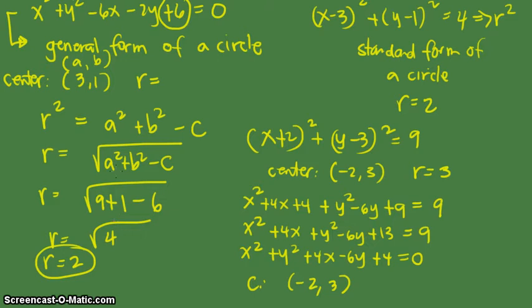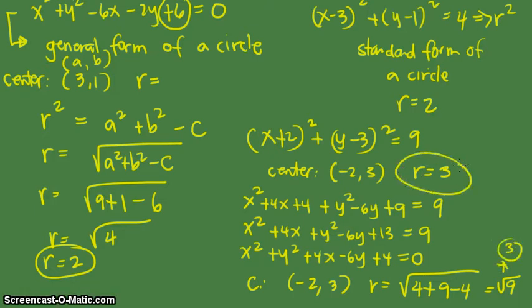Now, let's use the technique for finding the radius. You square the negative 2, that is 4, and then you square the 3, that is 9, and then you subtract the constant in the general form of the equation, so minus 4. So 9 plus 4 is 13, minus 4 is 9, so it's the square root of 9, and the square root of 9 is equal to 3. We were able to get the radius, which is equal to 3. As you can see, the formula works. So this is an established formula for finding the radius.